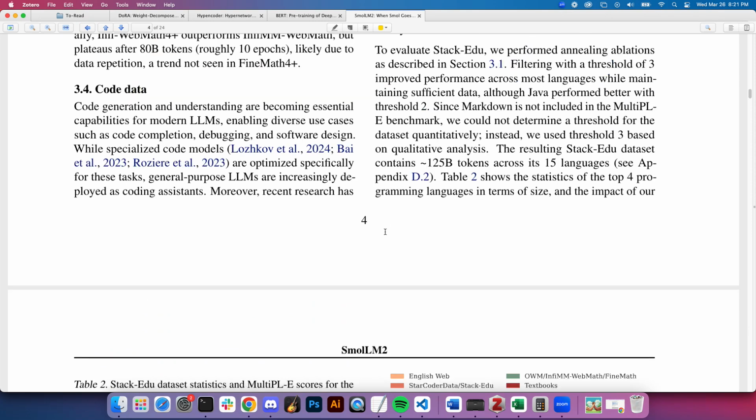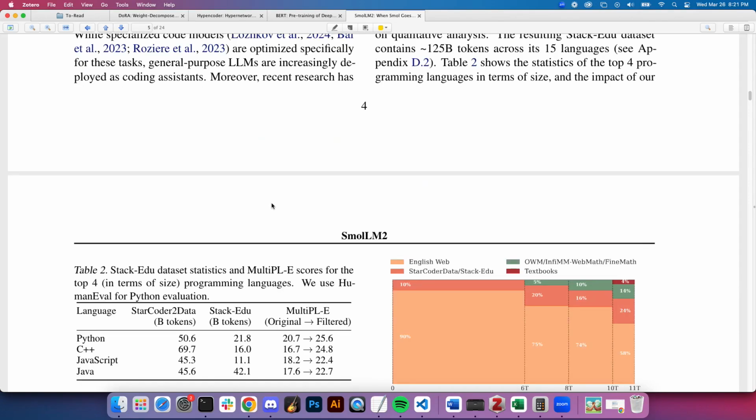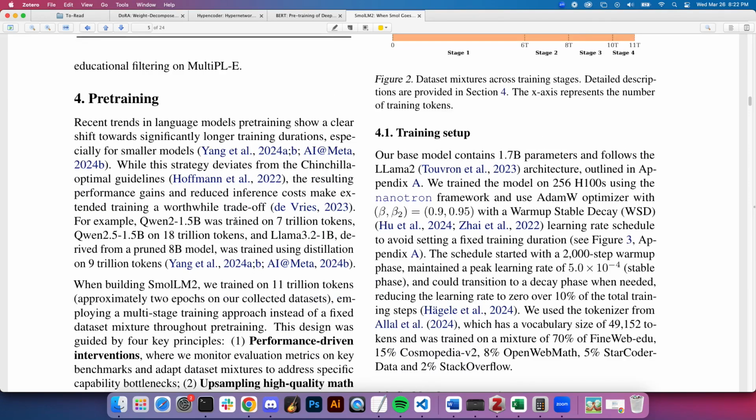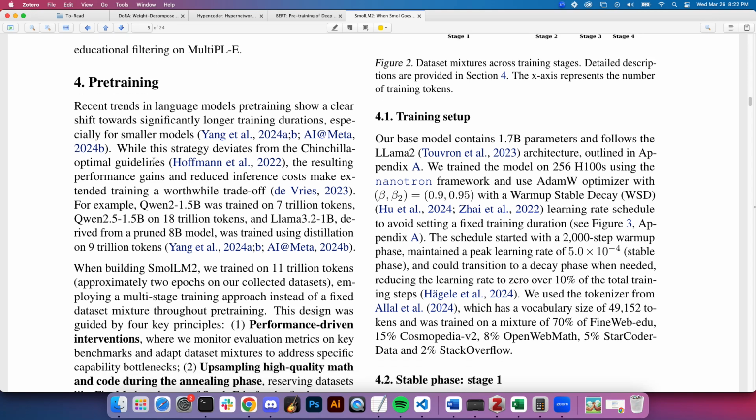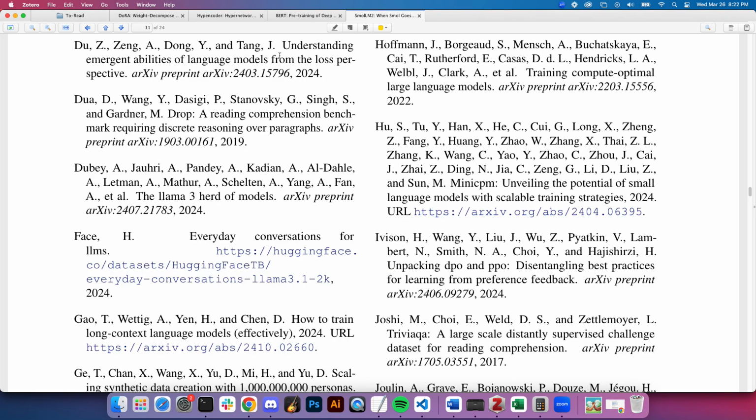Okay, let's keep moving. Table 2 shows statistics of the top 4 programming languages. So we already kind of looked at that. All right, next section, pre-training. A clear shift towards longer training durations, especially for smaller models. While this strategy deviates from the Chinchilla optimal guidelines, the resulting performance gains and reduced inference costs make extended training a worthwhile trade-off. I've heard of these before. I don't know exactly what they are, so we should probably take a quick look. And let's look at this.